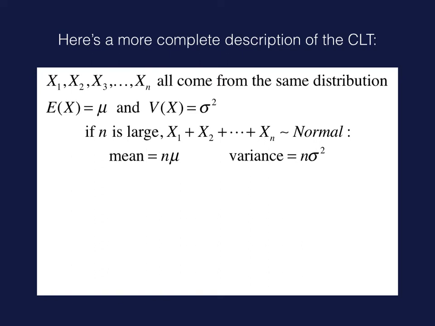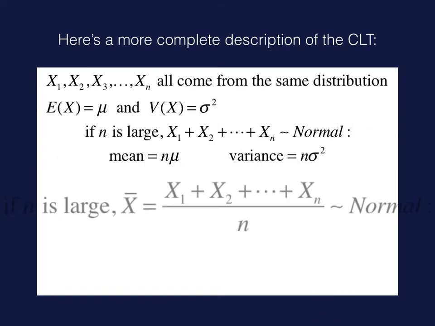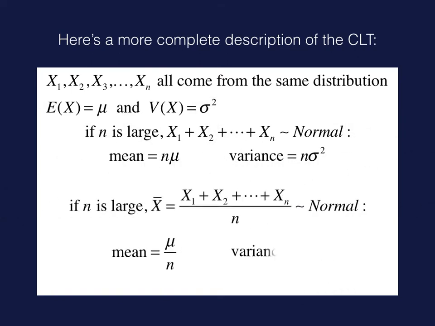And in consequence, the distribution of the average of the variables is also normal with a mean of mu and a variance of sigma squared over n. And that's actually a result that we're going to use a lot in the future. We're not going to talk that much about sums, but we're going to talk a lot about averages. So that's a very important result. Okay, so let's use it.